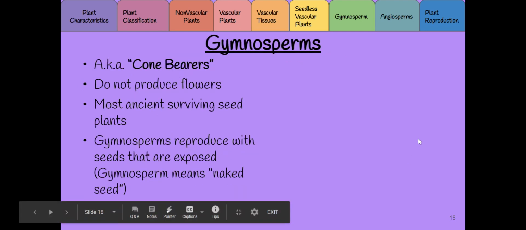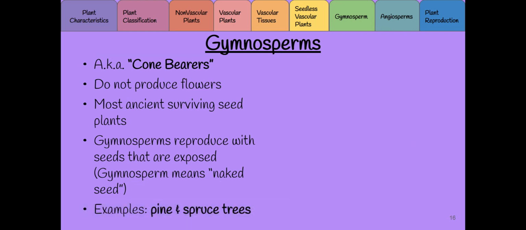That brings us to gymnosperms. Gymnosperms are also known as cone bearers. They do not produce flowers. They're the most ancient surviving seed plants that we know. Gymnosperms reproduce with seeds that are exposed. Gymnosperm really just means naked seed. An example would be pine and spruce trees.